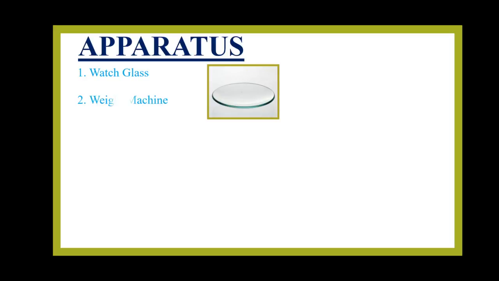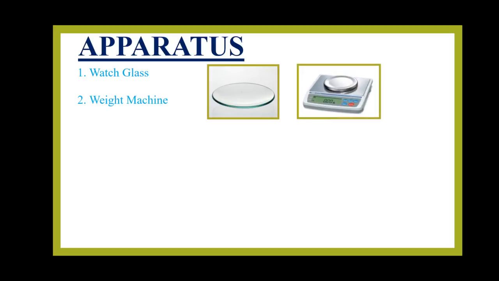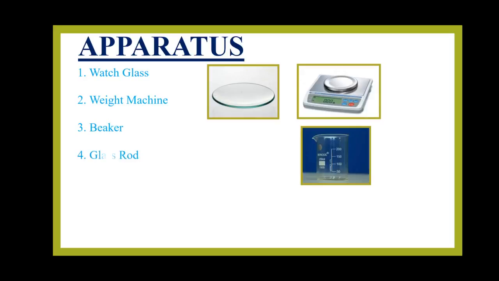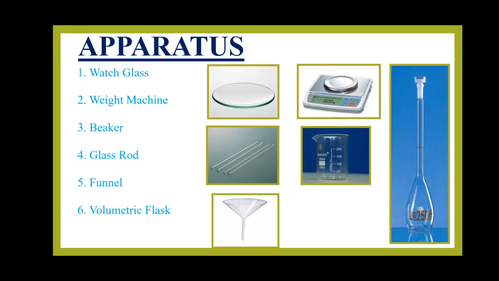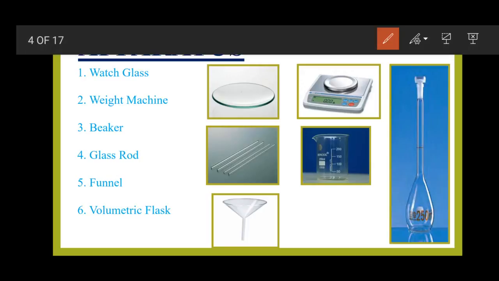For that, the apparatus required are a watch glass, right? Here, the watch glass is there. Weighing machine. You can see all that apparatus in a photo, right? Then beaker, glass rod, then funnel, then volumetric flask, right? Here you can see that in the volumetric flask there is one mark.